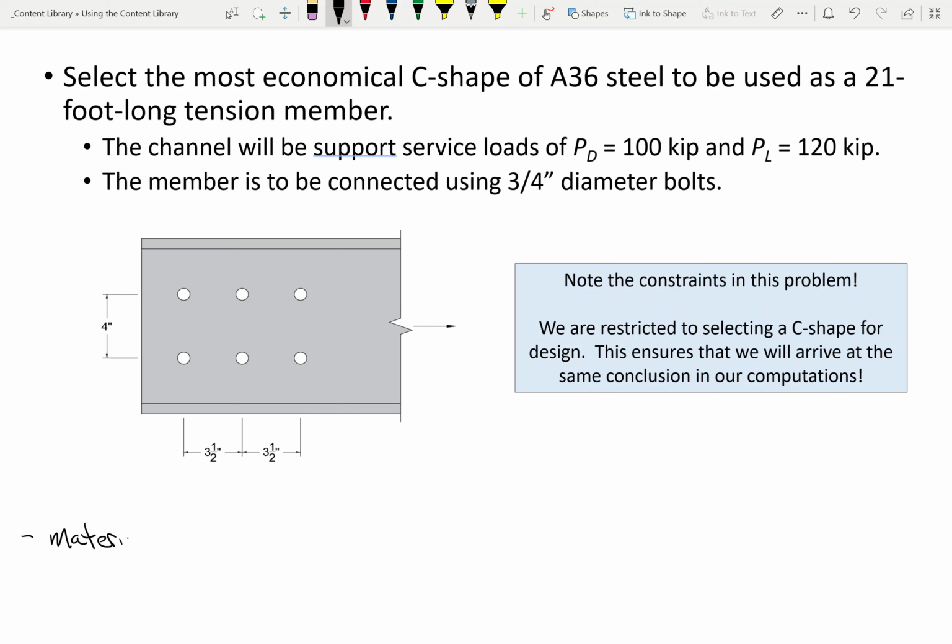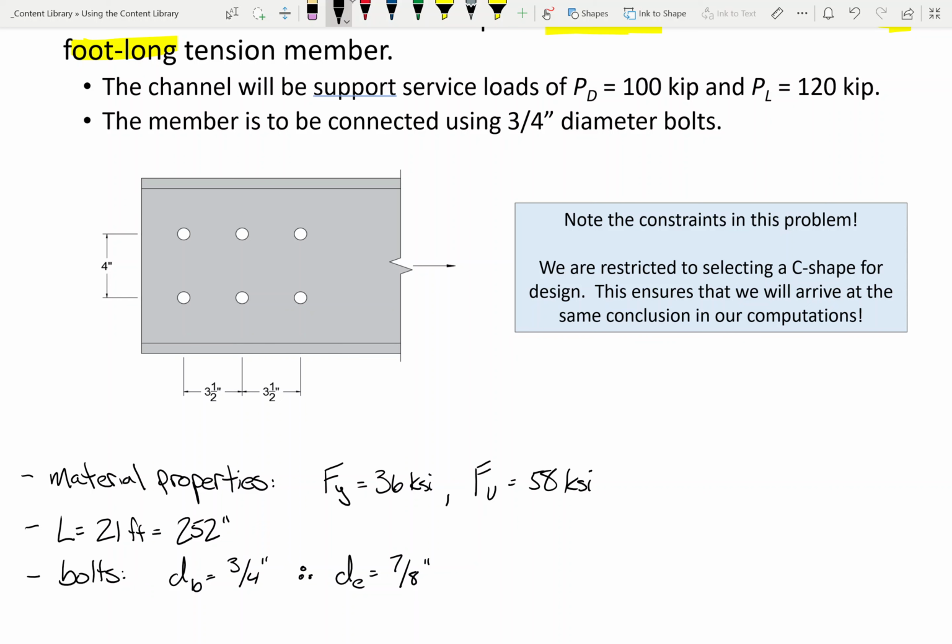I think it's fair to say we could just agree on that, right? That if it's a 3/4 inch diameter bolt, the whole diameter is 7/8 of an inch in diameter. Everybody good with that? Okay, I figure that part's pretty straightforward.